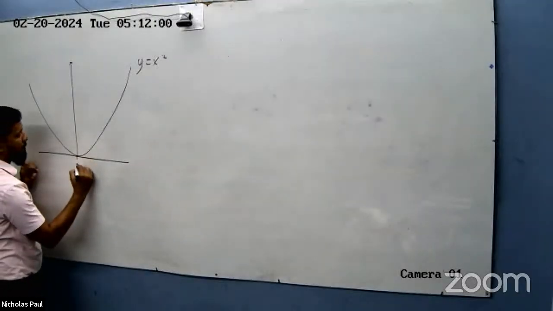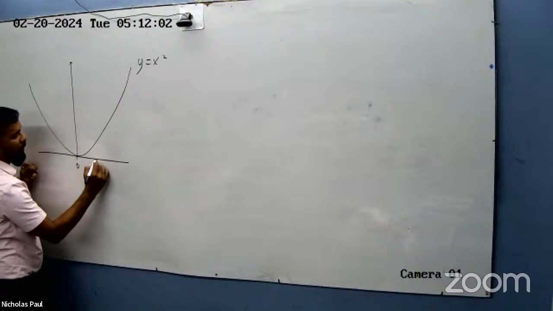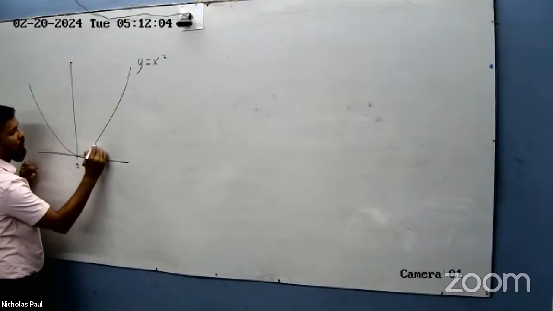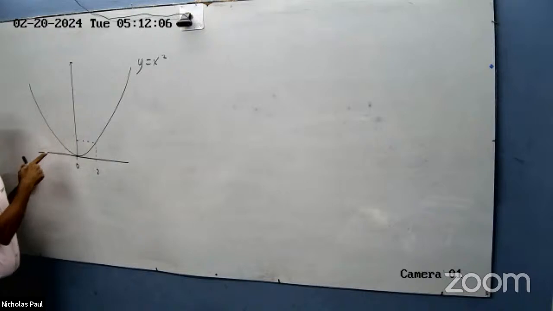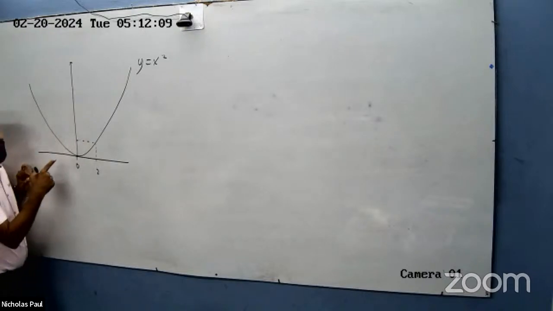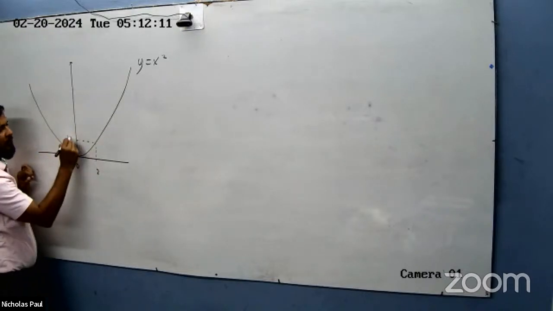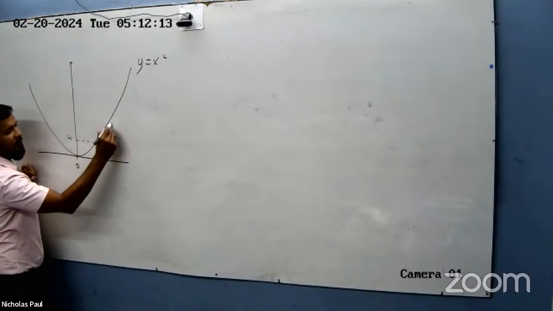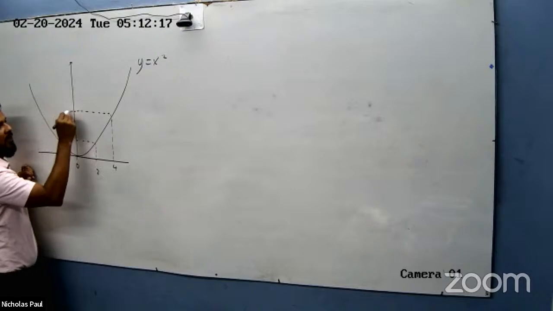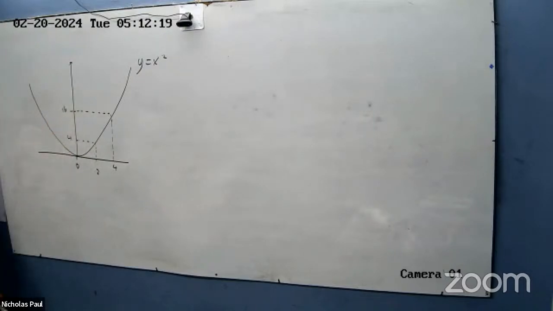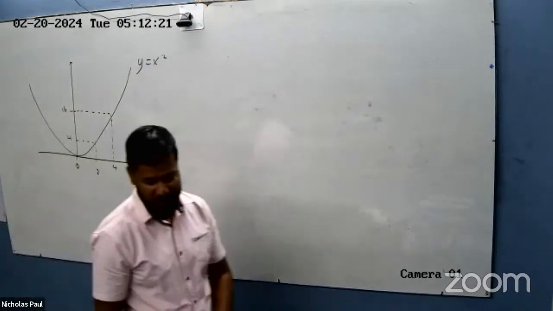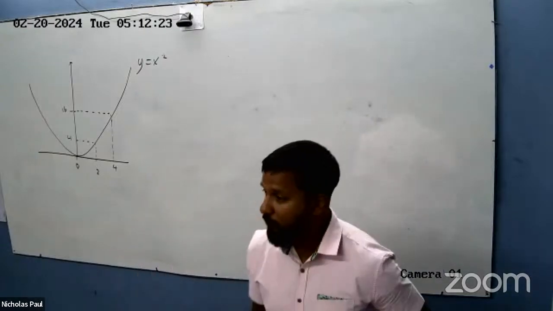Let's just pick out a few values. Let's say 2. When x is 2, y is what? 4, right? Let's pick out one more value. Let's say 4. Value here is 16. All right. So we need to understand the concept of a limit, right? Pay attention. We need to understand the concept of a limit.